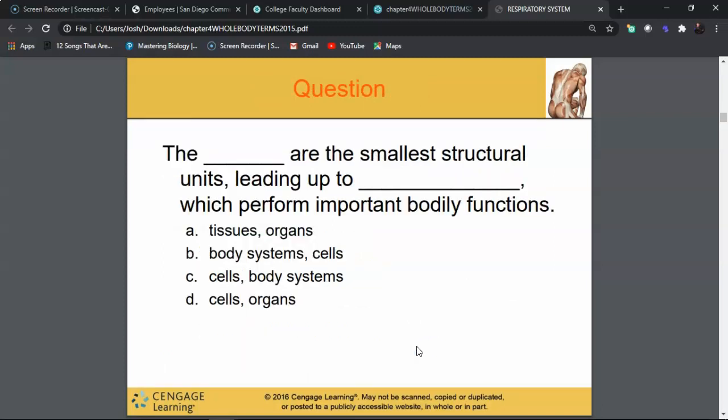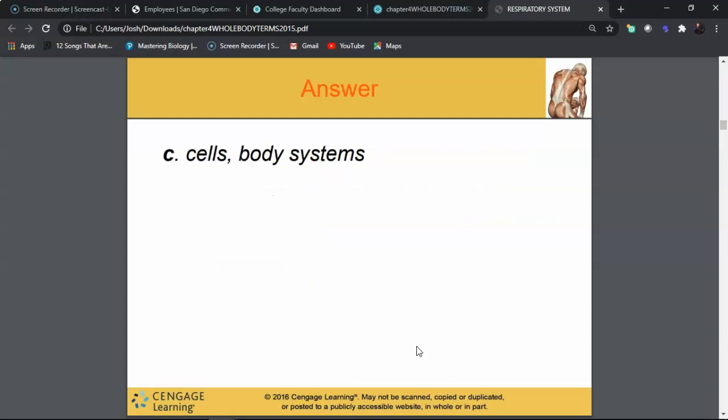So now we have a question. We have the blank, or the smallest structural units, leading up to blank, which performs important bodily functions. Another way to look at this question is we're leading from the smallest to the largest. So what is our smallest structural unit and what is our largest bodily function? In this particular case, cells are our smallest unit and the body systems are the largest.